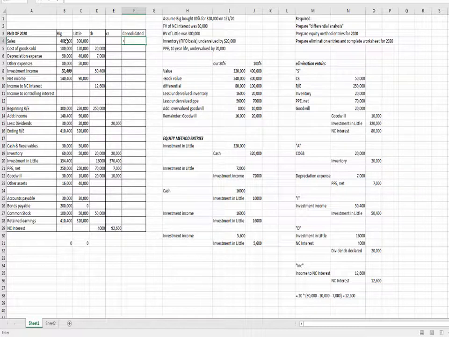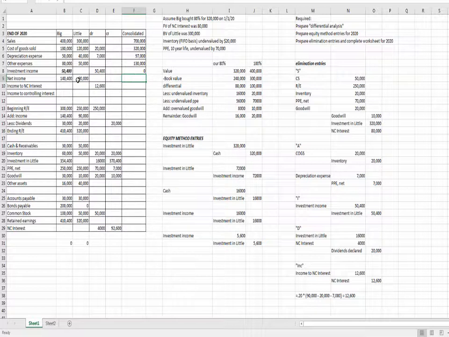Okay, keeping in mind the debit and credit rules. Sales, there are no adjustments, so we simply add them together. Cost of goods sold, debit plus debit plus debit. Depreciation expense, debit plus debit plus debit. Other expenses, debit plus debit. Investment income, credit minus debit.